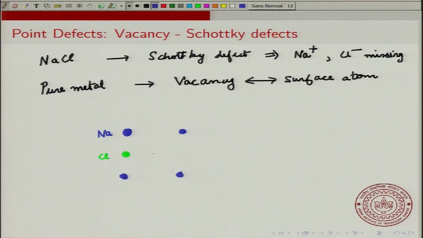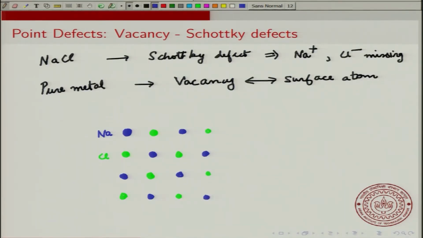So, the sodium atoms will form an FCC. I am just showing in one plane, and the chloride atoms will also form an FCC. If you extend this in all directions, you will get the sodium chloride structure, the rock salt structure.